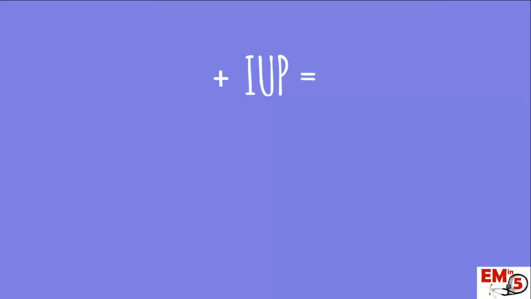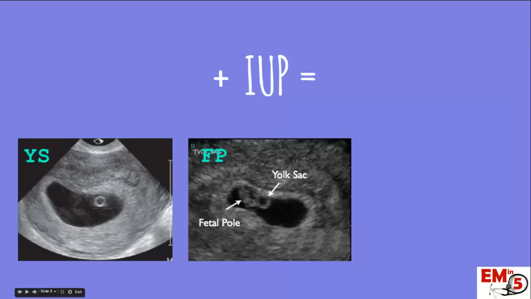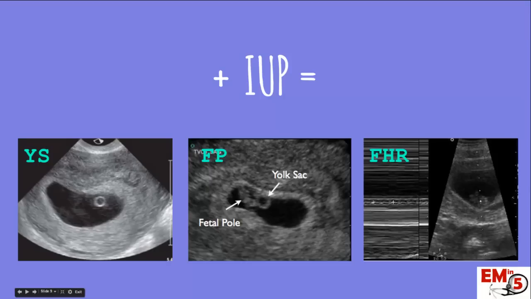Now, what is considered an IUP? The very first stage that you'll see in a pregnancy is going to be the yolk sac, and that's this little ring here. And that's within the gestational sac, which is this really dark fluid, and that's within the uterus. The next thing that we might see in a slightly older pregnancy is going to be a fetal pole. And lastly, we might start seeing a fetal heart rate. And all of these things constitute an intrauterine pregnancy.